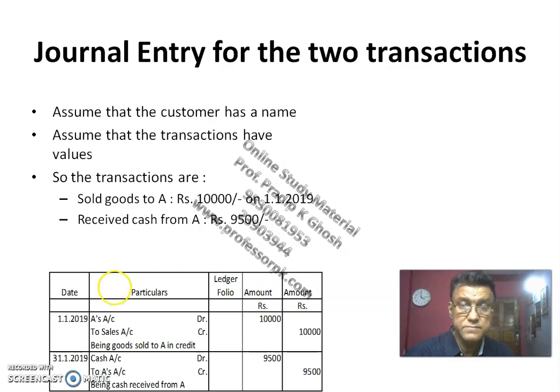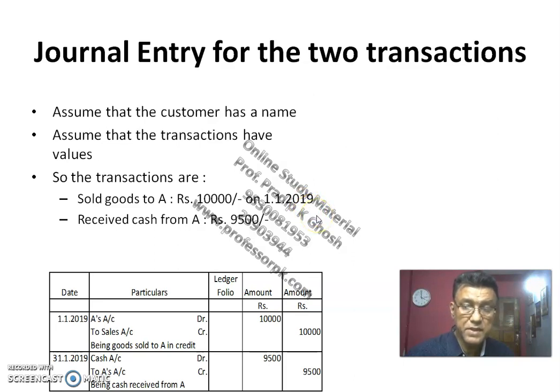The transactions which required journal entries were sold goods and received cash. Sold goods to a customer and received cash from a customer. In this case, we shall give the customer a name. For example, sold goods to A on 1/1/2019 and received cash from A at the end of the month.